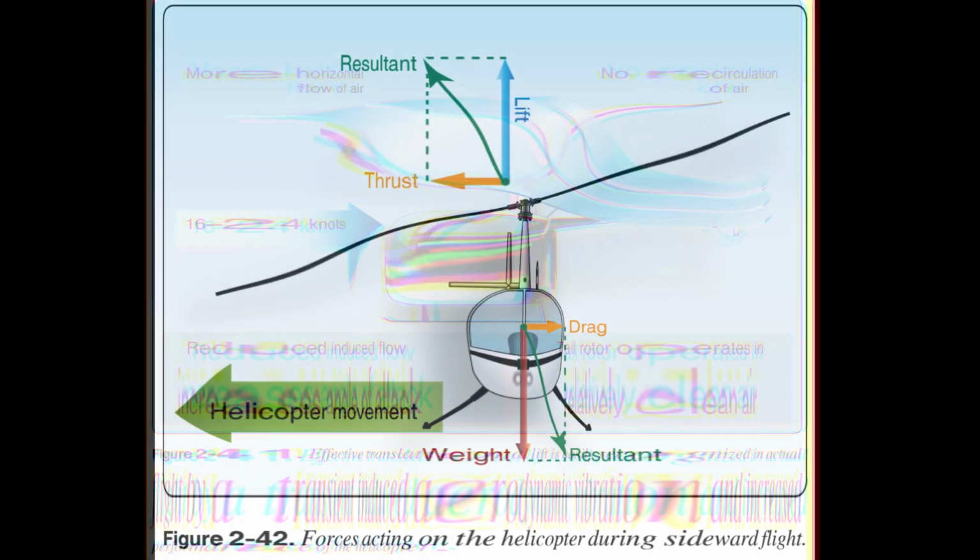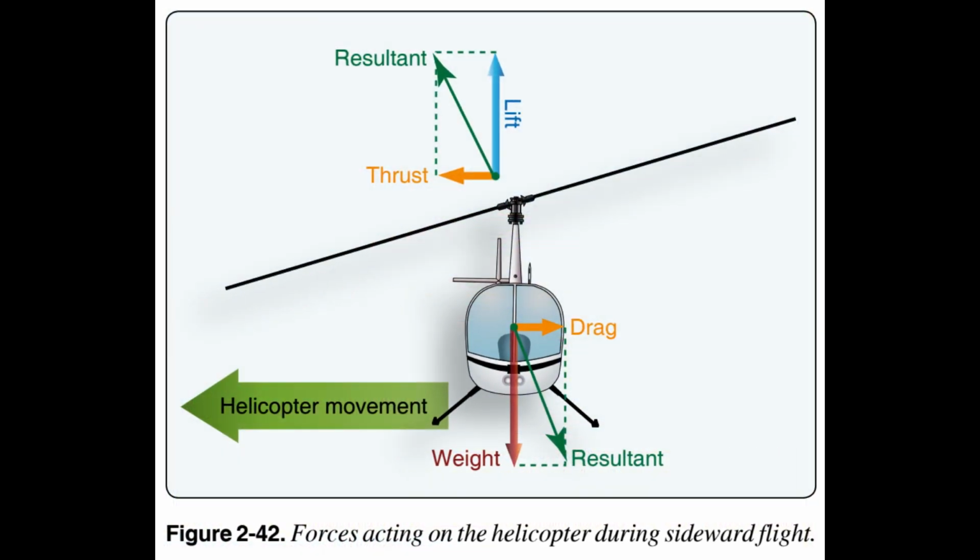Sideward flight. In sideward flight, the tip path plane is tilted in the direction that flight is desired. This tilts the total lift thrust vector sideward. In this case, the vertical or lift component is still straight up and weight straight down, but the horizontal or thrust component now acts sideward with drag acting to the opposite side. Figure 2.42.